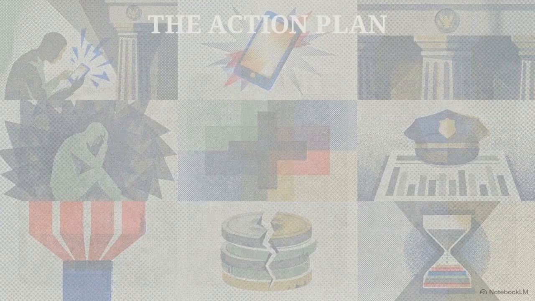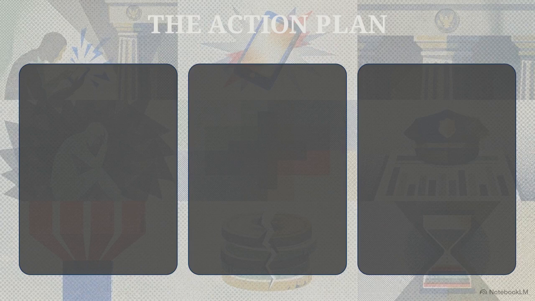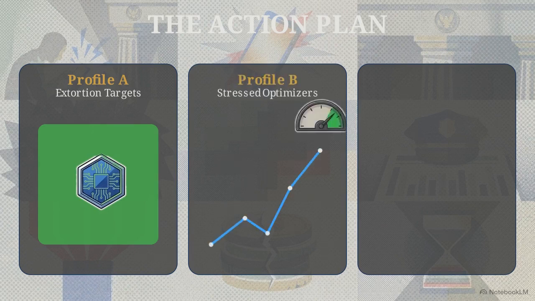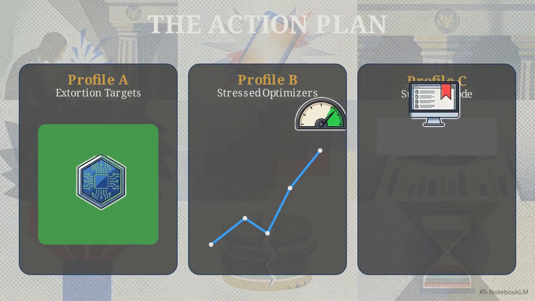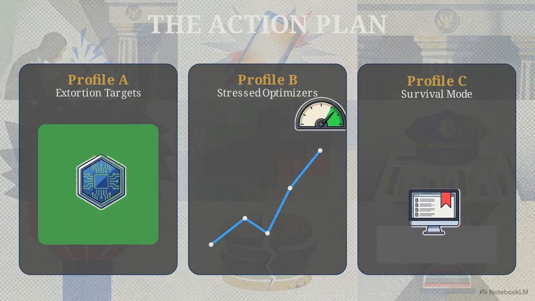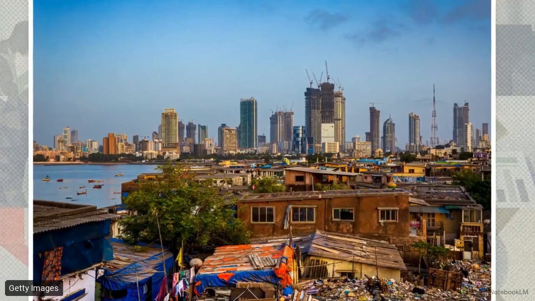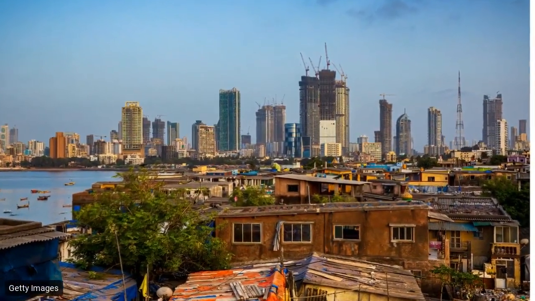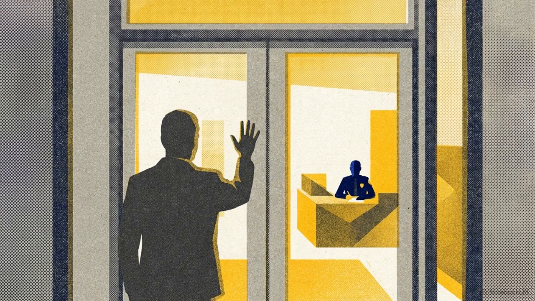Map your situation to one of 3 profiles. Extortion targets. Stop paying unverified apps immediately and report to the Sachet portal. Stressed optimizers. Consolidate high-interest debt to protect your credit score. Survival mode. Negotiate a settlement to end harassment, accepting the long-term credit impact. Your choice determines your access to credit for the next decade. One path preserves your ability to borrow at low interest rates, while the other leaves you locked out of the banking system until that settled tag expires.